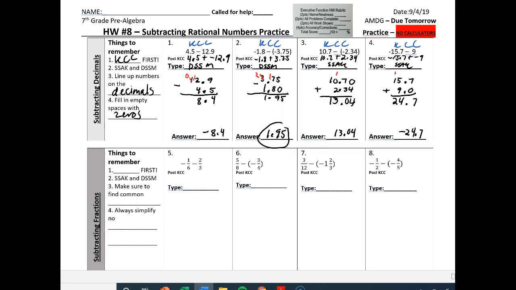All right. I've completed the other 2 problems, 3 and 4 as well. You'll notice in 3 it became an SSAK problem because minus negative, just keep 10.7, plus, and change that negative to a positive. And the type in number 4 is also an SSAK. Remember though, it's not 24.7. You had 2 negatives. You got to keep the negative, so it's negative 24.7.